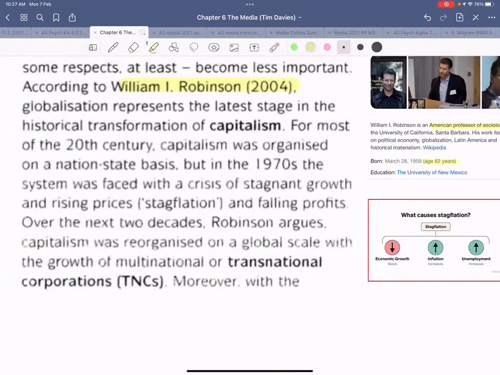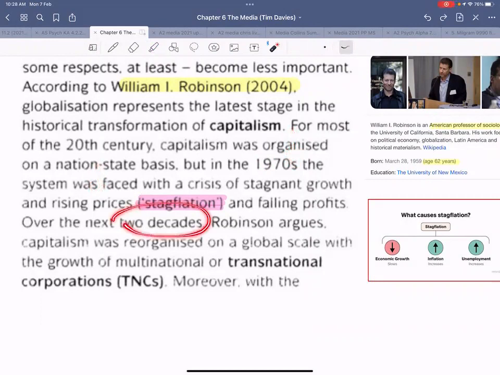Now, a typical question gets asked is, sir, do we need to learn this? I mean, it's good in knowing these different sociological, I mean, I wouldn't really call this a sociological concept, but nonetheless, you could use this in your CIE examinations. So, but in the 1970s, the system was faced with a crisis of stagnant growth and rising prices, that is inflation, and falling profits.